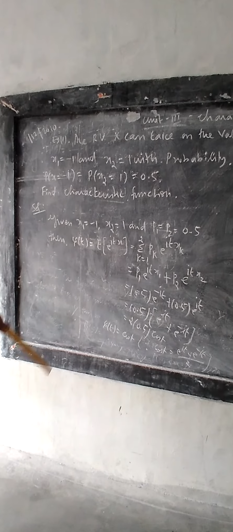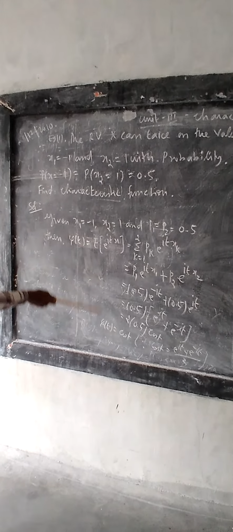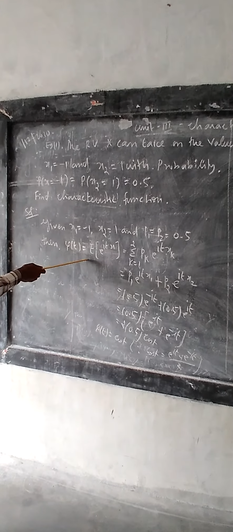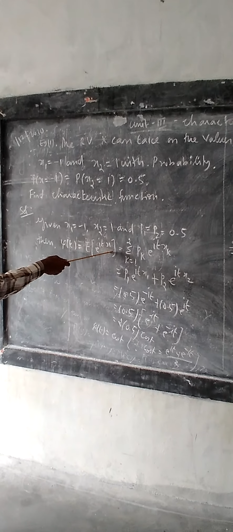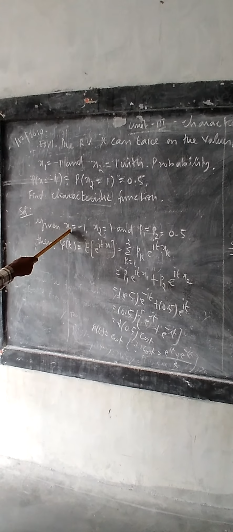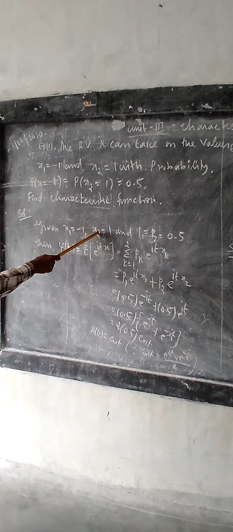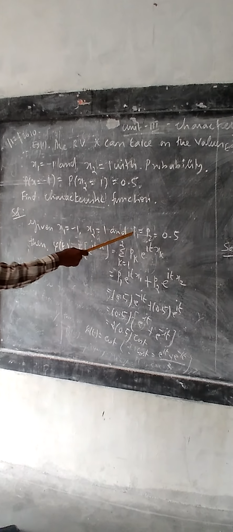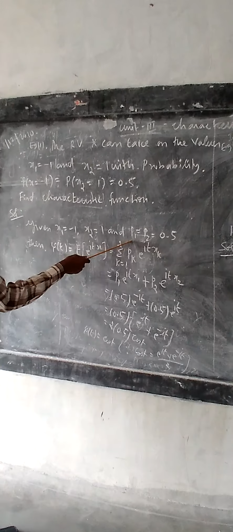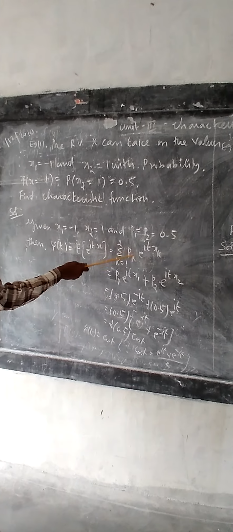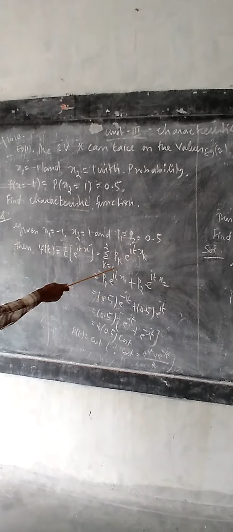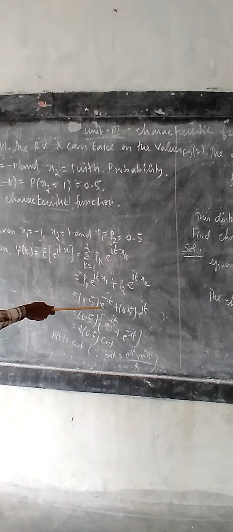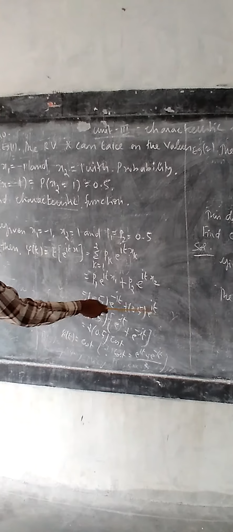In this first example, the probability mass function is given. You have to find out the characteristic function. As usual, the definition of the characteristic function is the expectation of e to the power of itx. The random variable takes two values x1, x2, which are -1 and +1, and the associated probability is 0.5 each. So these are the jump points, with p1 and p2 equal to 0.5. Then e to the power of itx, with p2 0.5 e to the power of it.